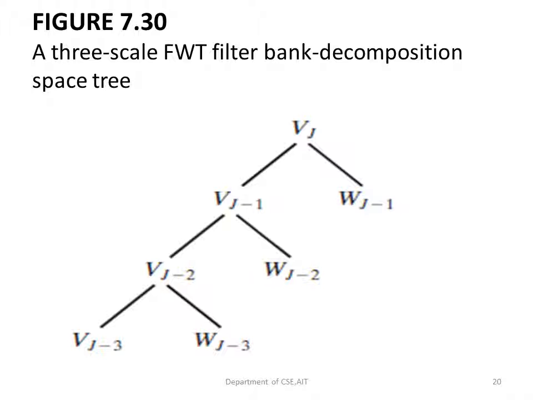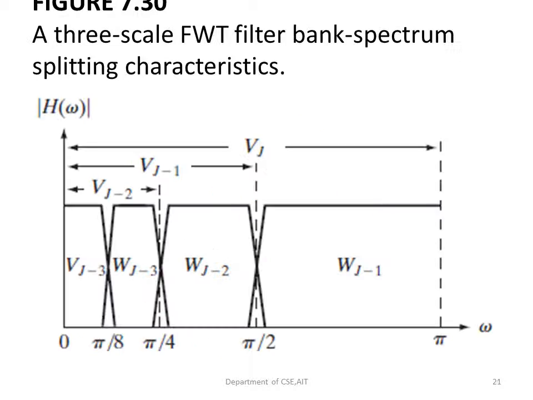This is the decomposition of a space tree. It shows how the scaling function is reduced to the scaling and the wavelet function, in terms of a tree where we have 2 divisions for every node. Figure C shows the spectrum splitting characteristics.